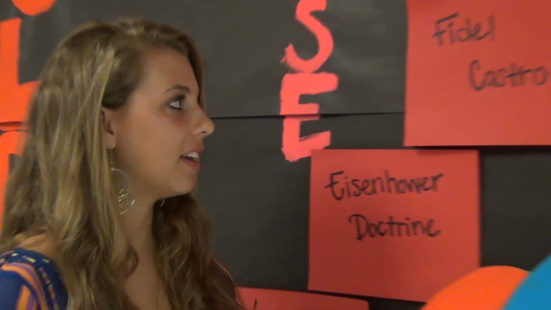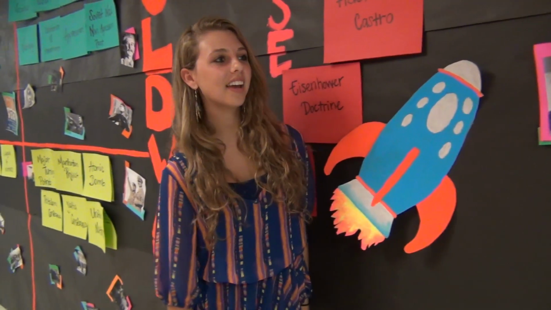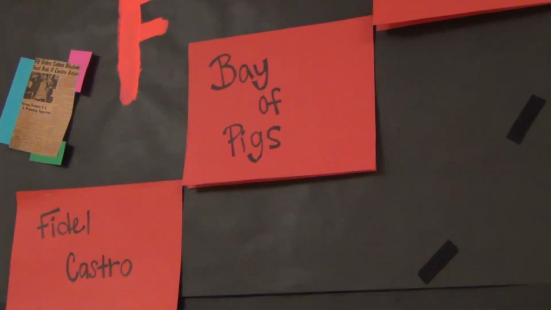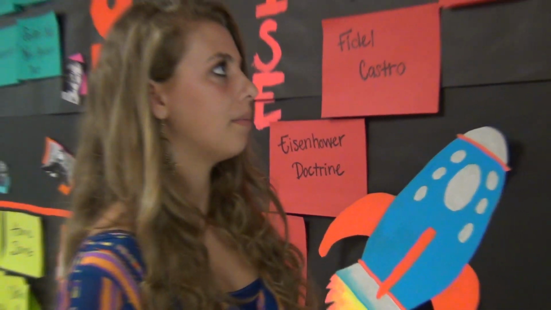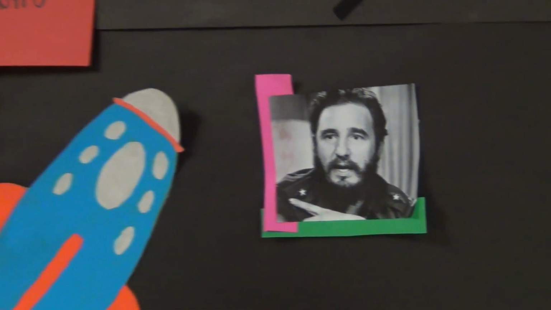Fidel Castro was the leader of the Communist Revolution in Cuba. With his leadership, Cuba became communist. After Kennedy was elected, the Bay of Pigs invasion was a major embarrassment to his administration. The Berlin Wall was a physical boundary between East and West Berlin, but it also symbolized a division in communism and democracy throughout the world.